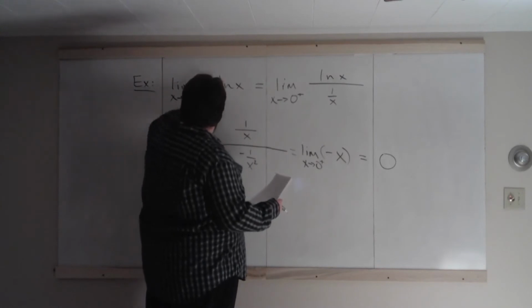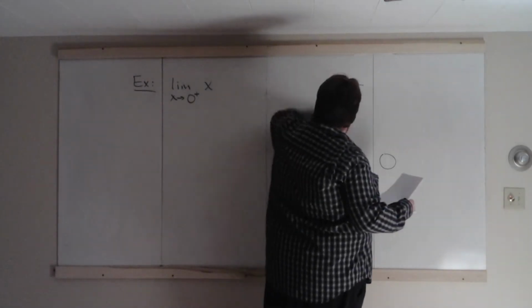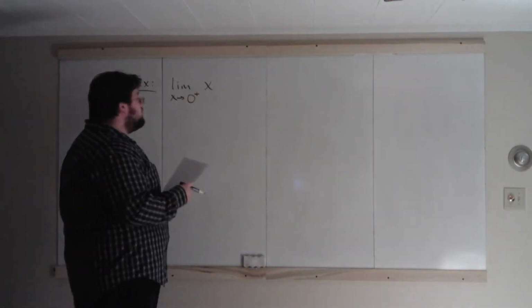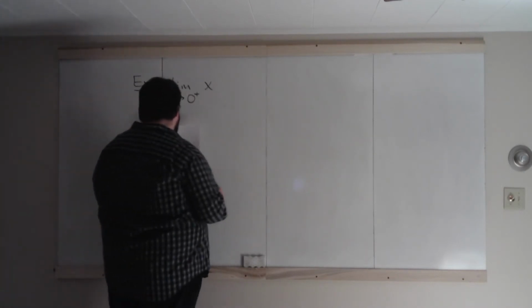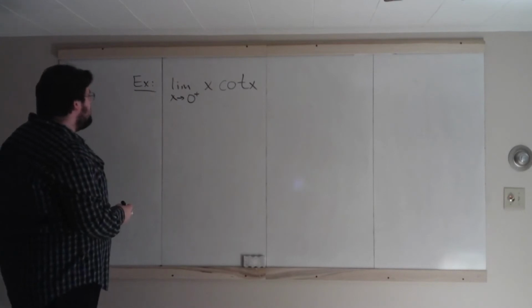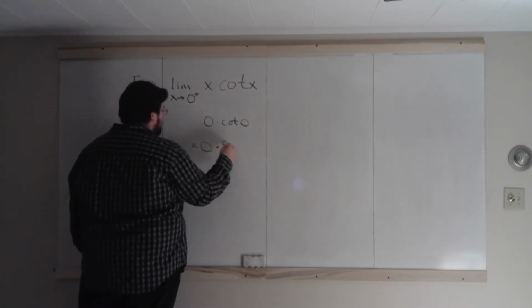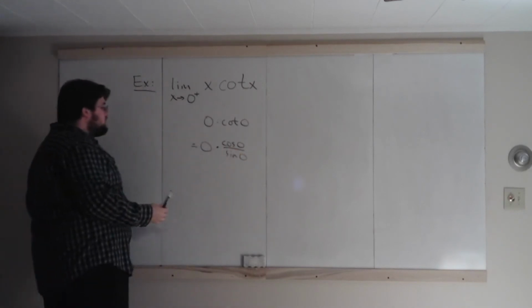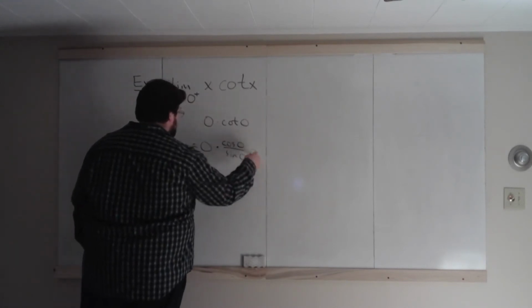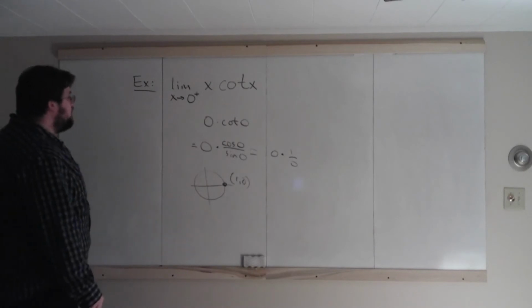Let's look at another example. In that first example, we took a 0 times infinity and turned it into an infinity over infinity. How about this example? Limit as x goes to 0 on the right of x cotangent x. Well, again, we try substituting. You get 0 times cotangent of 0. What's cotangent of 0? Cotangent of 0 is cosine of 0 over sine of 0. What are cosine and sine of 0? Cosine of 0 is 1. Sine of 0 is 0.